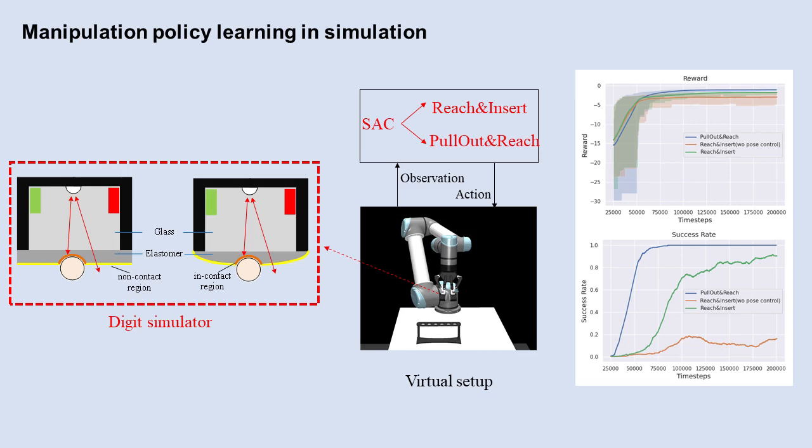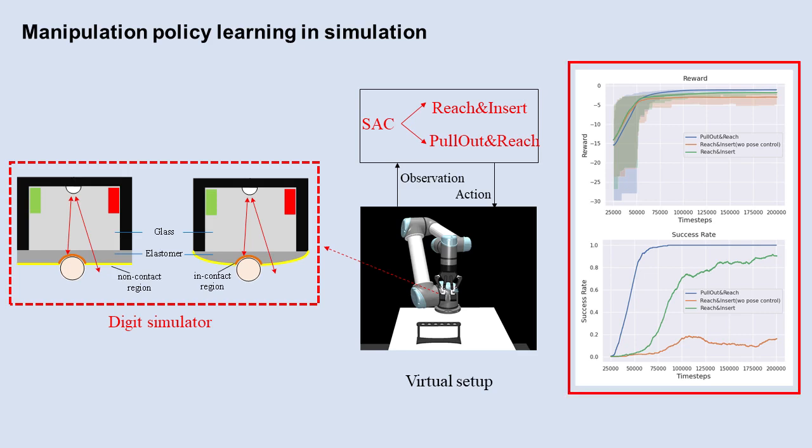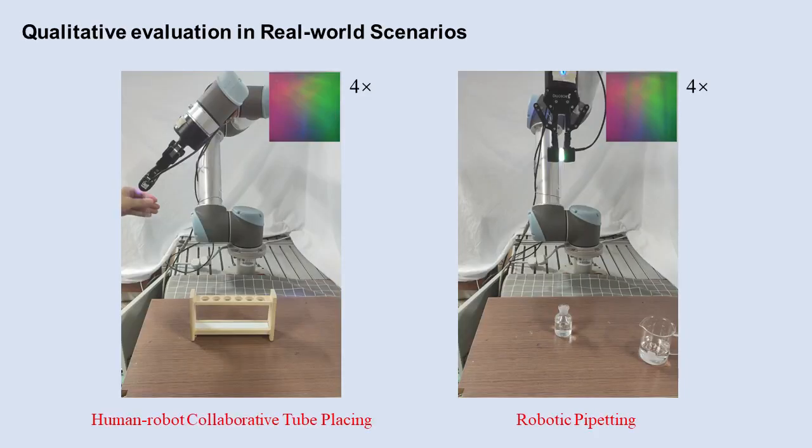In this work, we build a RL-based robot manipulation skill learning platform using MuJoCo and modify it from the GelSight simulator to a DIGIT simulator. To learn the robotic tactile-based insert and pull-out tasks, we choose the SAC algorithm. And the right figures show the reward and success rate curves in the training process. Finally, we evaluate in two real-world scenarios: human-robot collaborative tube placing and robotic pipetting.